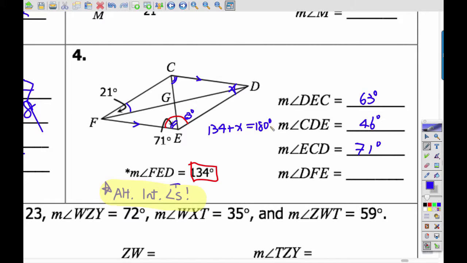Okay? Now let's look at the last one, DFE.